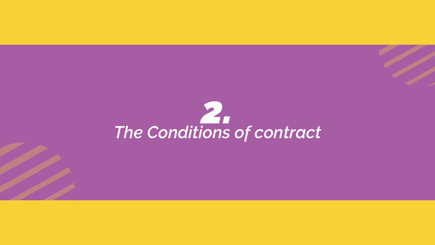Next is the condition of contract. This document sets out the obligations and rights of the parties and details the conditions under which a subsequent contract will operate. If a standard form of contract such as the FIDIC Red Book is used, it will not be sent out with the tender document. It is assumed that the tenderers will have a copy.